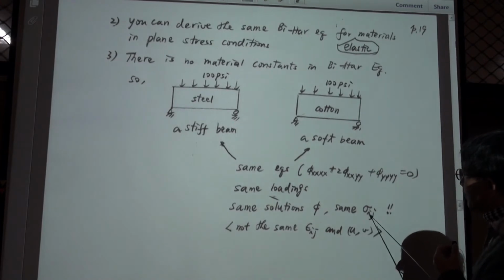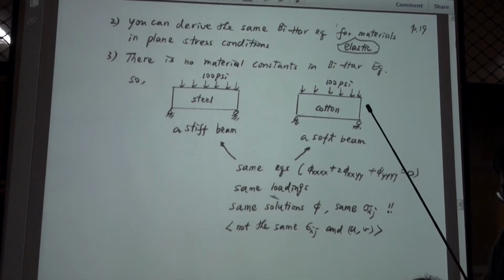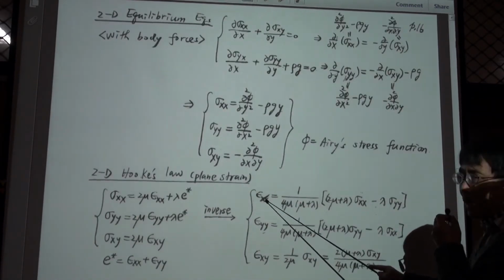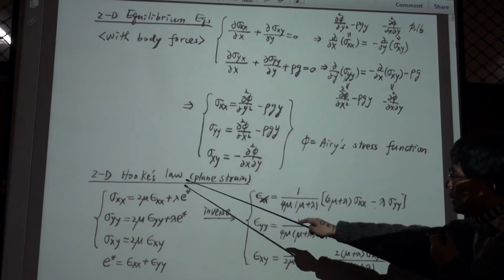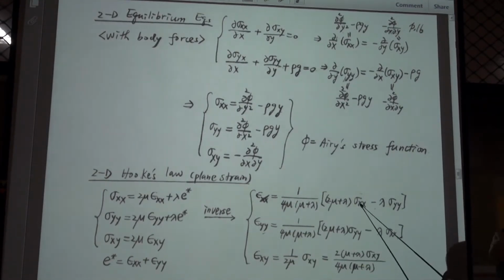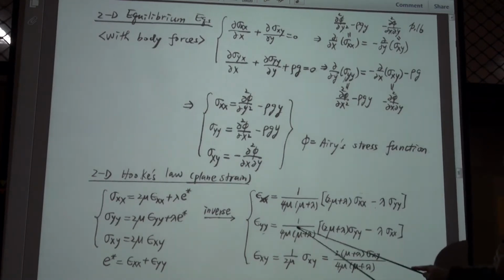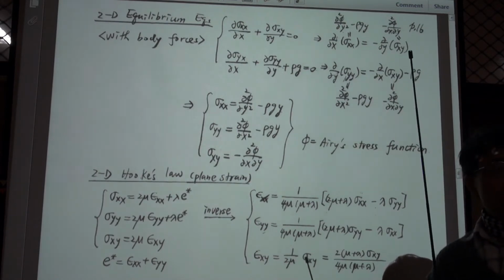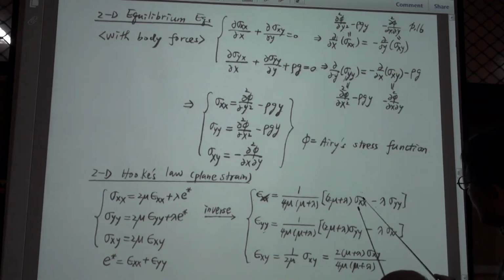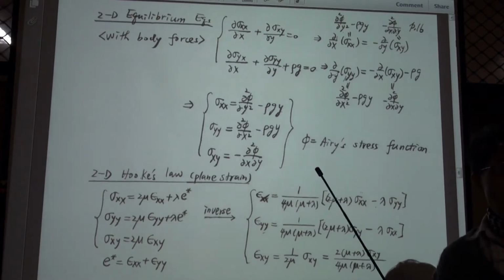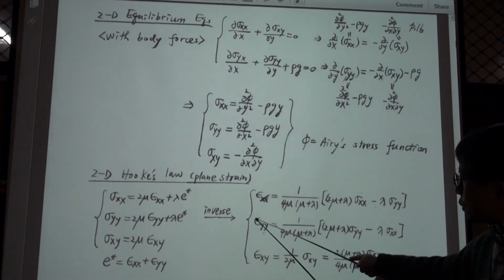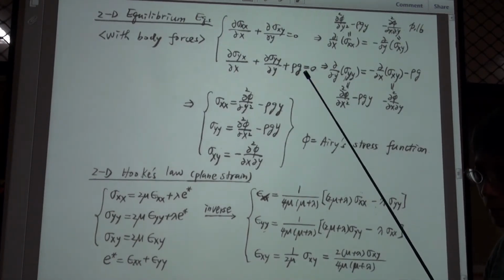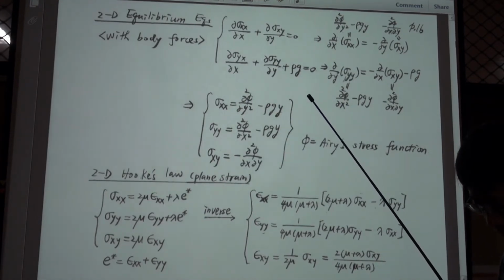Why? Even though you have the same set of stress, the strain should be calculated from Hooke's law. See, even though you get the same stress, the material law will change the behavior. So with different materials, you have different stiffness, even though you have the same stress, right? So as long as the stiffnesses are different, then the displacements are different, okay?